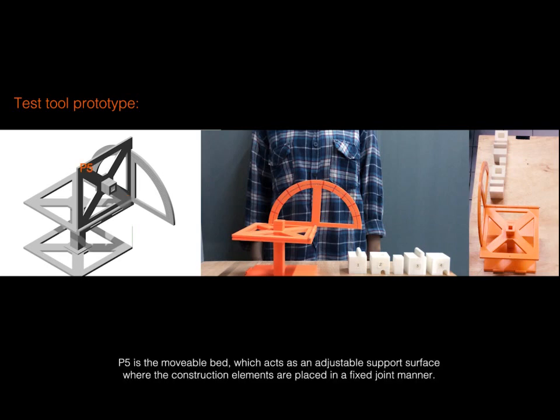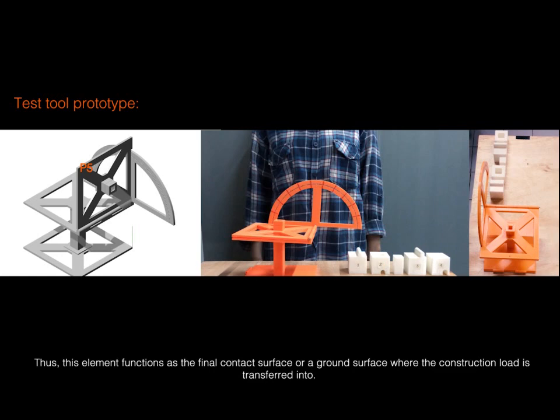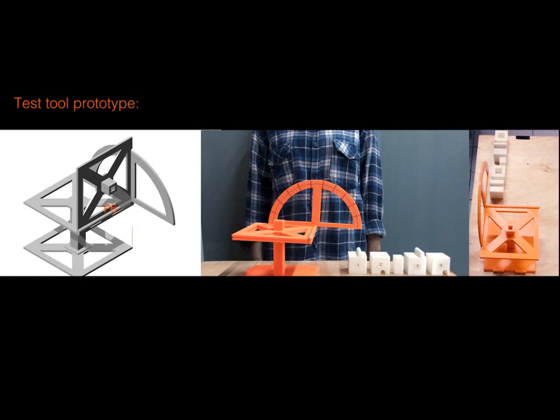P5. P5 is the movable bed, which acts as an adjustable support surface where the construction elements are placed in a fixed joint manner. Thus, this element functions as the final contact surface, or a ground surface where the construction load is transferred into. P6. P6 is the bed-to-bed connector that acts as a hinge for the 2 beds.